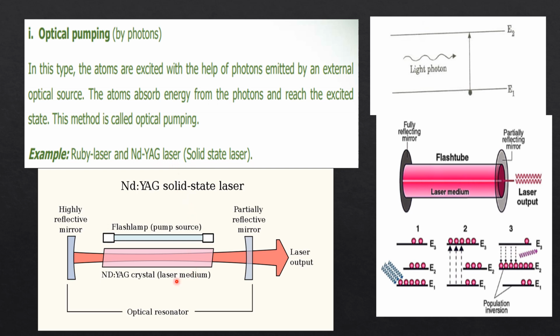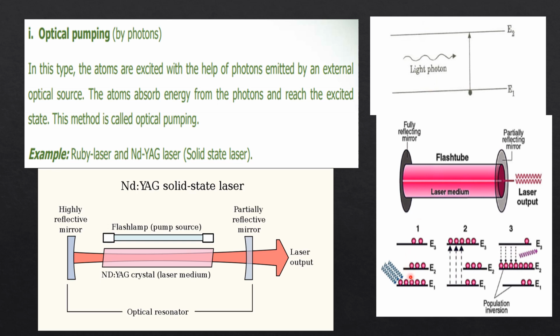So you can see this arrangement. In the Nd:YAG solid laser, you will have a pumping source. So pumping source is a must. The pumping source is a flash lamp. It will flash the light onto this laser medium and you could see that the atoms will gain energy and get excited. Now the pumping is achieved by the photons.